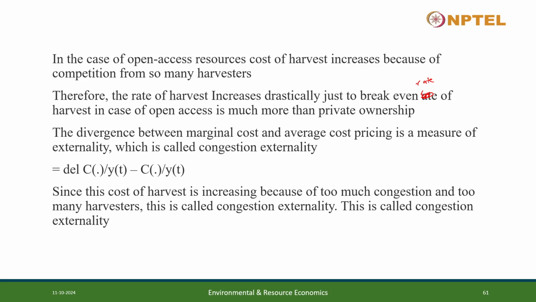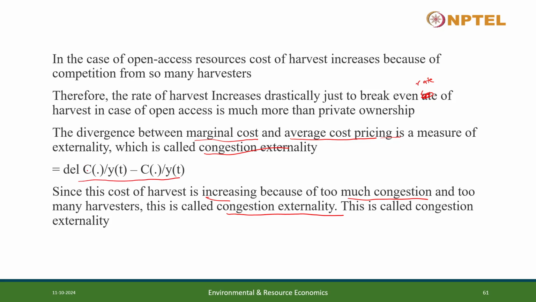So the divergence between the marginal cost and average cost pricing. Marginal cost is in the case of private ownership, and average cost pricing is in the case of open access ownership. Then this divergence or difference is known as congestion externality. Since the cost of harvest is increasing because too many harvesters enter, this congestion externality can be derived from this difference curve.